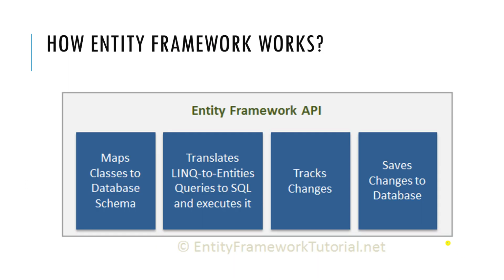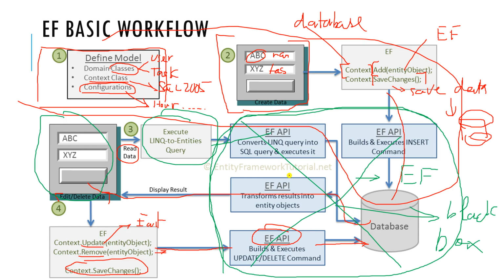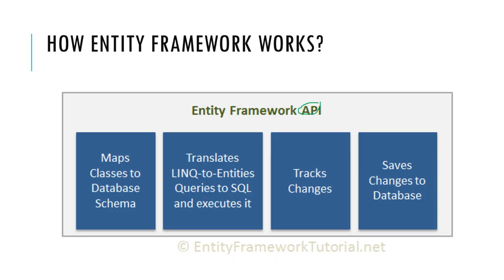Okay, how does Entity Framework work? It works based on the API. As you can see, all of it is API. It has some API to map from classes to the database schema. We have a class, for example, a User class, and we have some property, for example, username.